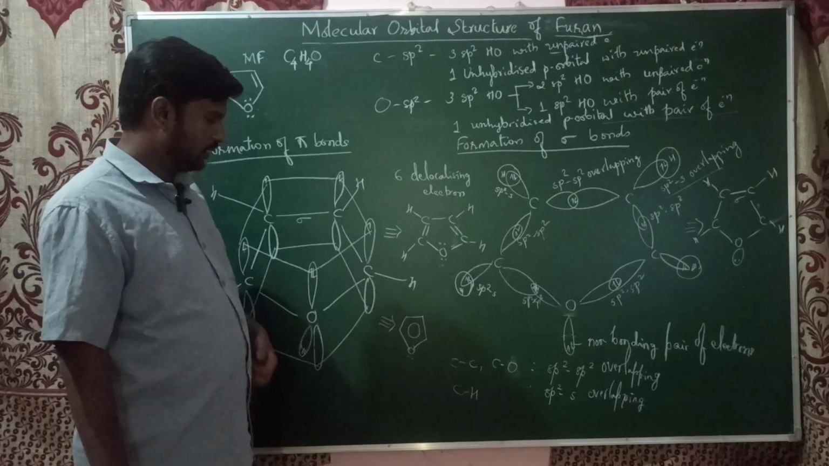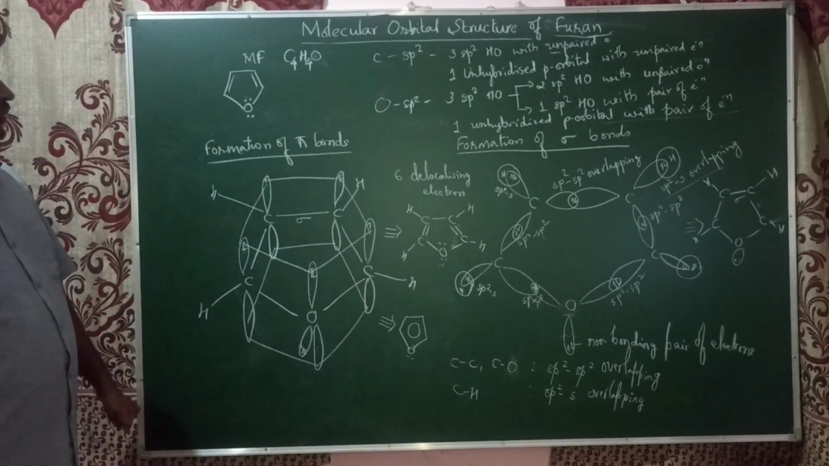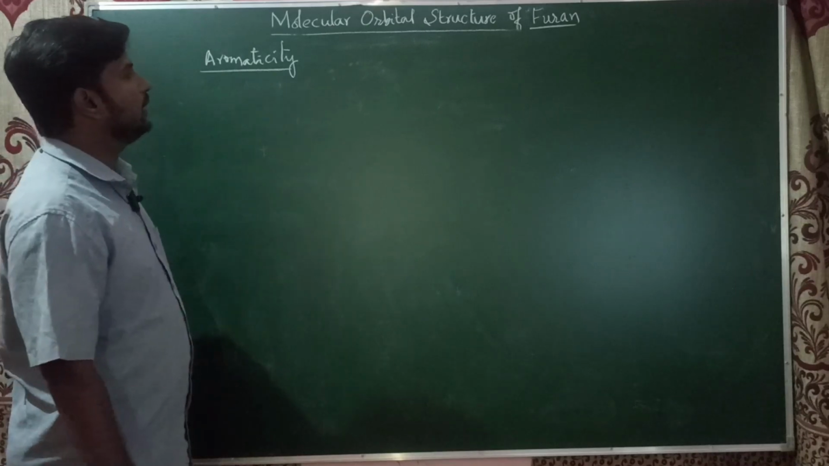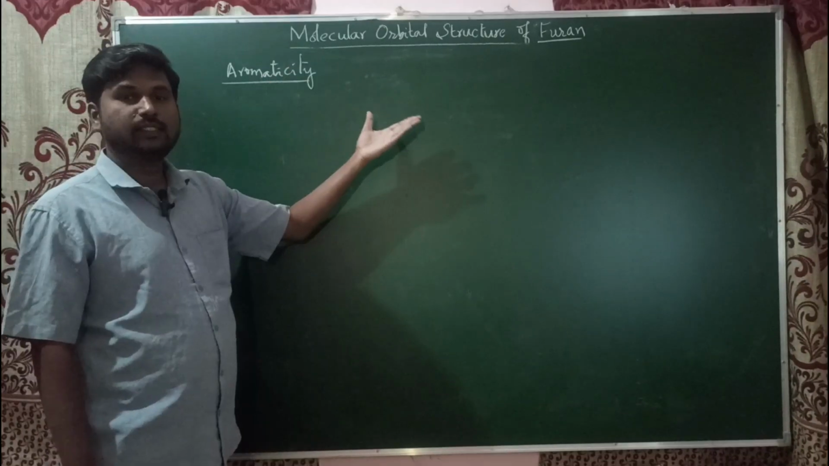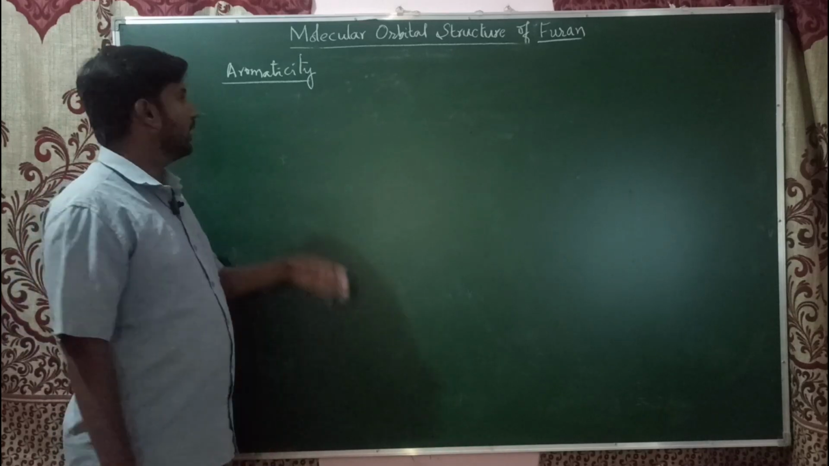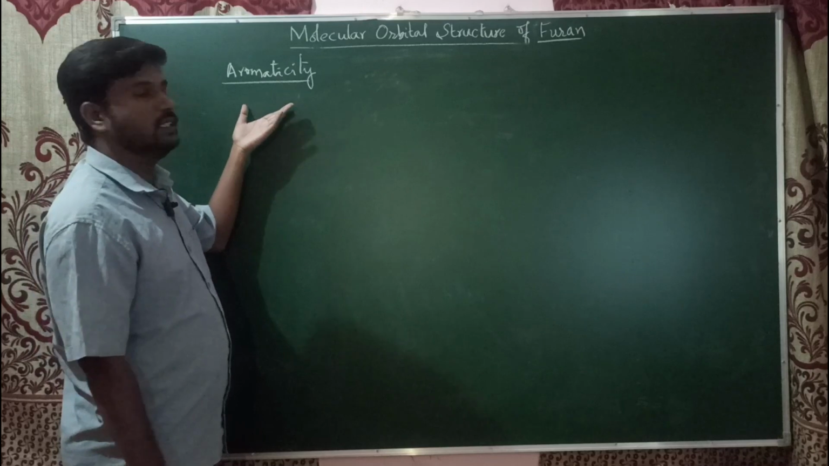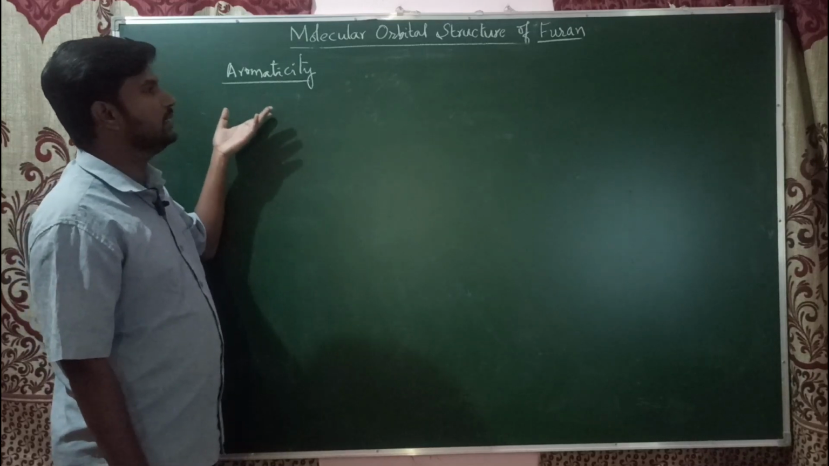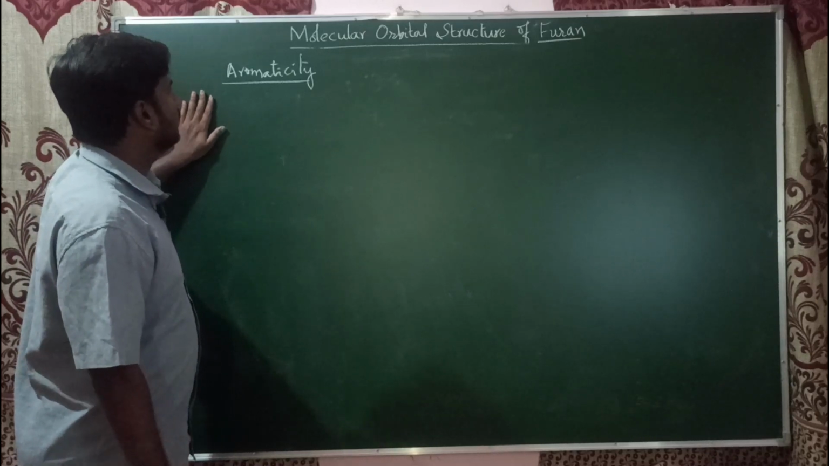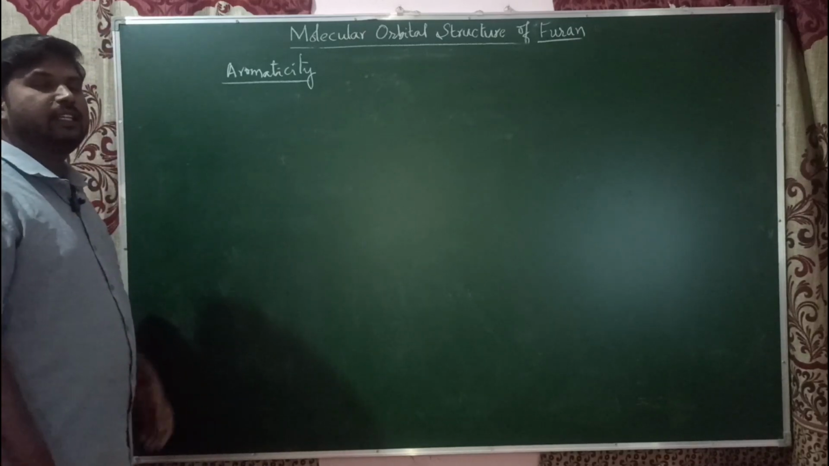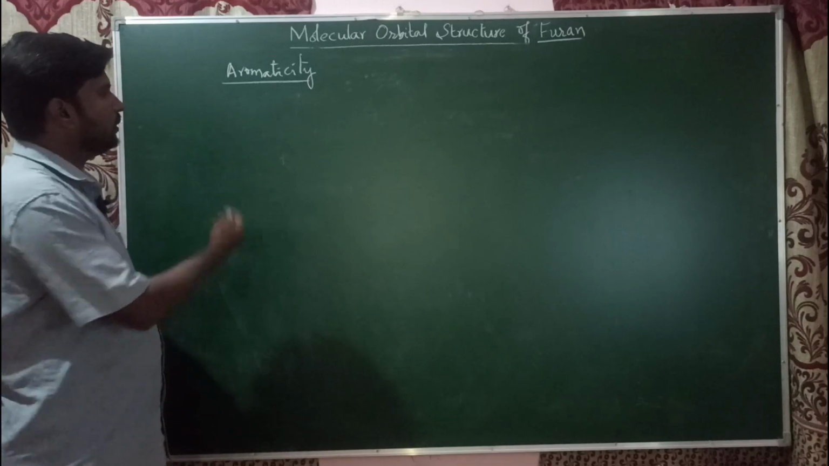Okay, this is about the molecular orbital structure of furan. Students, usually the questions are framed like: write the molecular orbital structure of furan and mention aromaticity. Usually the question is asked along with aromaticity, so that's why we'll see the aromaticity of furan now. For any compound to be aromatic, it has to fulfill 4 criteria of aromaticity. So let us see them one by one.